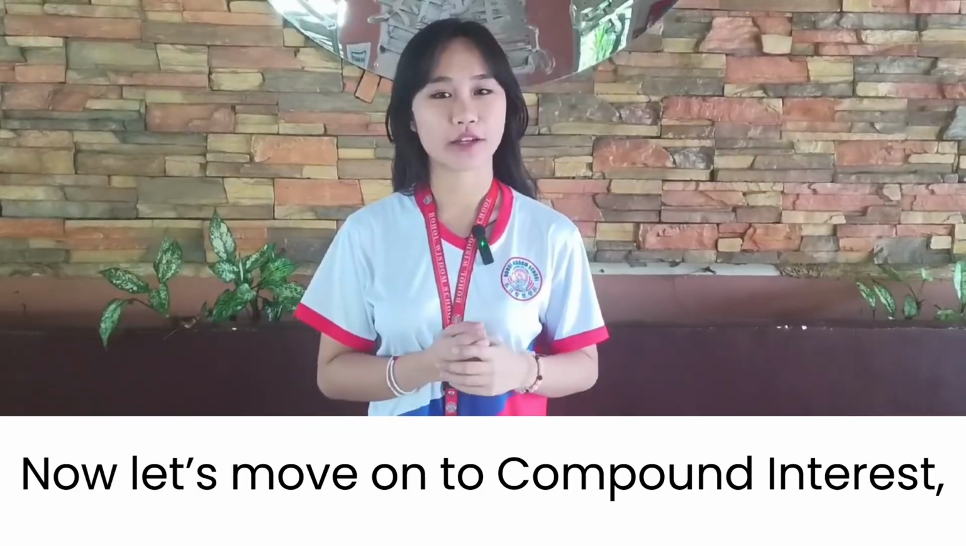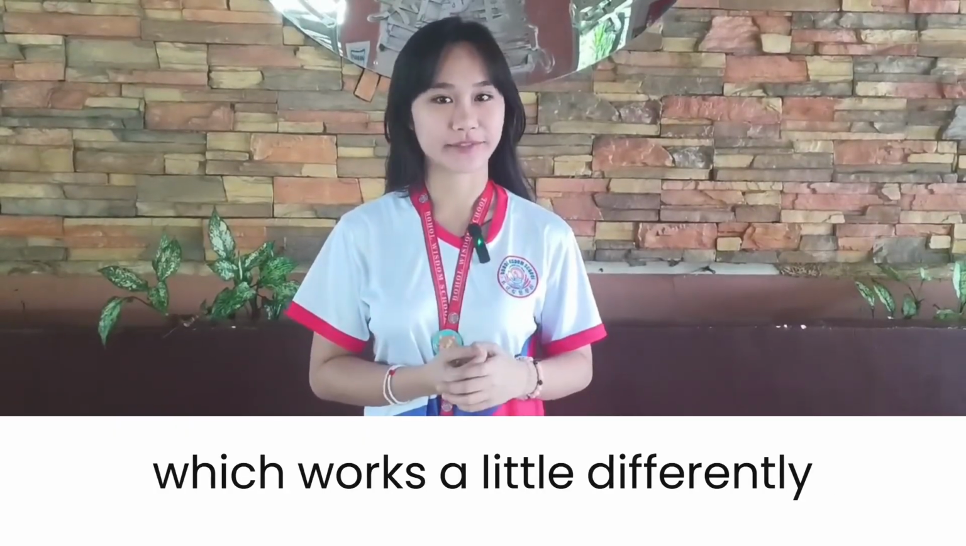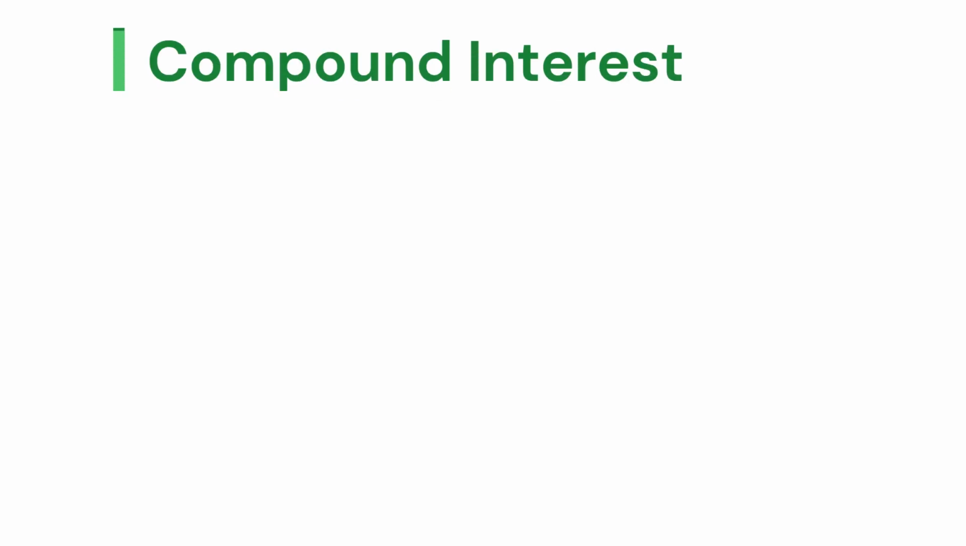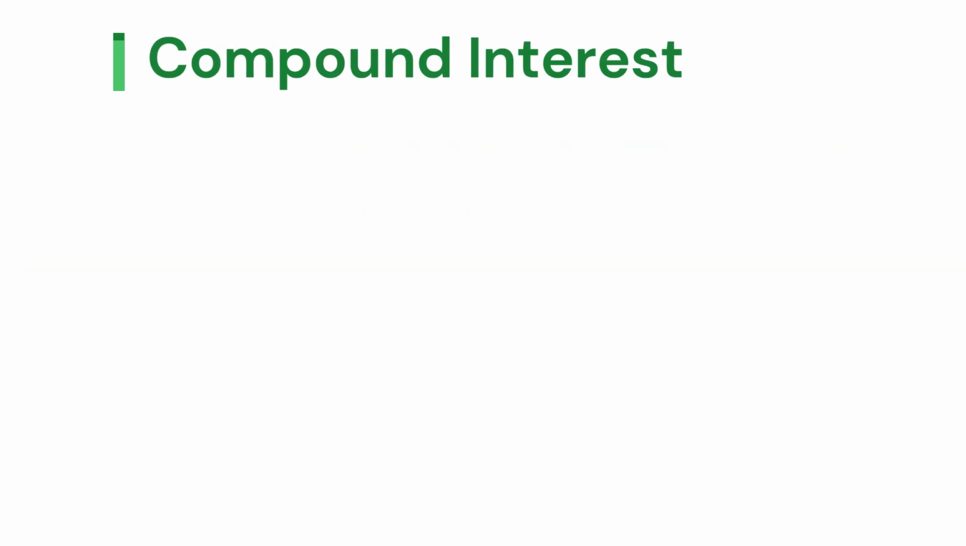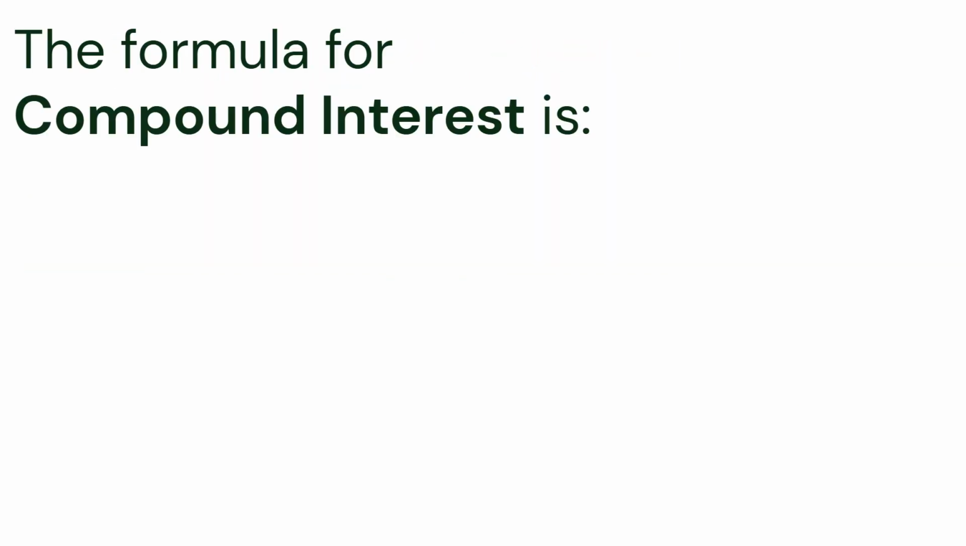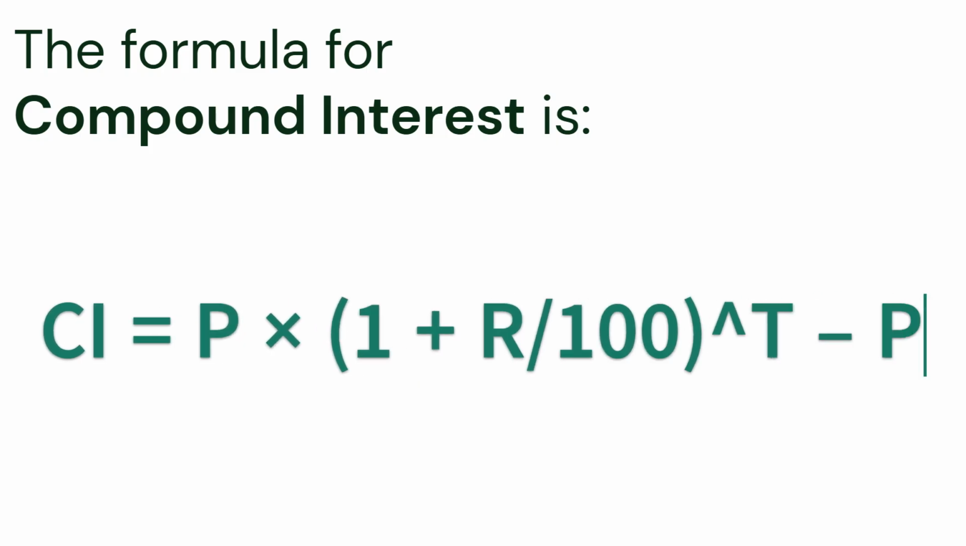Now, let's move on to compound interest, which works a little differently. Compound interest is calculated not only on the principal, but also on the interest earned over time. In other words, you earn interest on your interest. The formula for compound interest is CI equals P times (1 plus R divided by 100) to the power of T minus P. Let's look at 5 examples to see how compound interest works in practice.